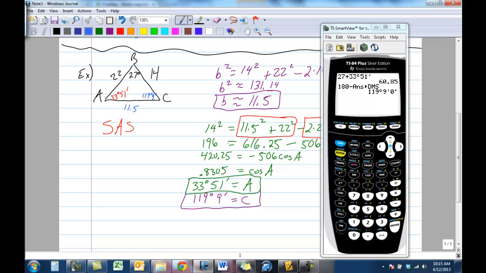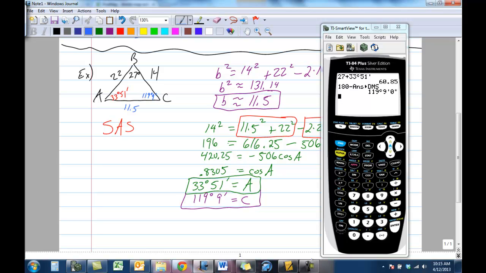Another thing that we taught you in geometry is, remember, one of the things that we said was the bigger the side, the bigger the angle. Or vice versa. The bigger the angle, the bigger the side. Which is the smallest angle here? The smallest angle is 27. And its opposite side is 11.5. That happens to be the smallest side as well, right?